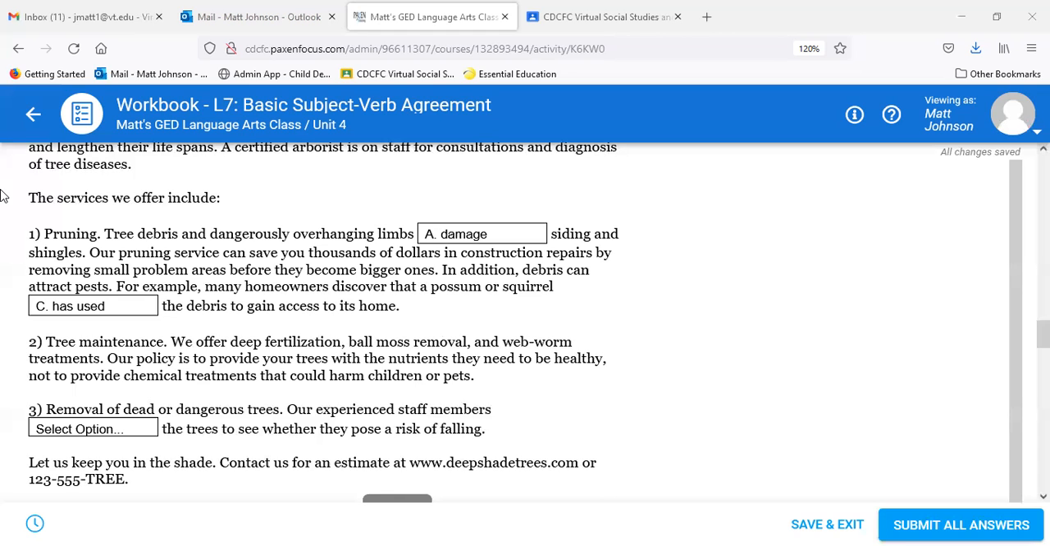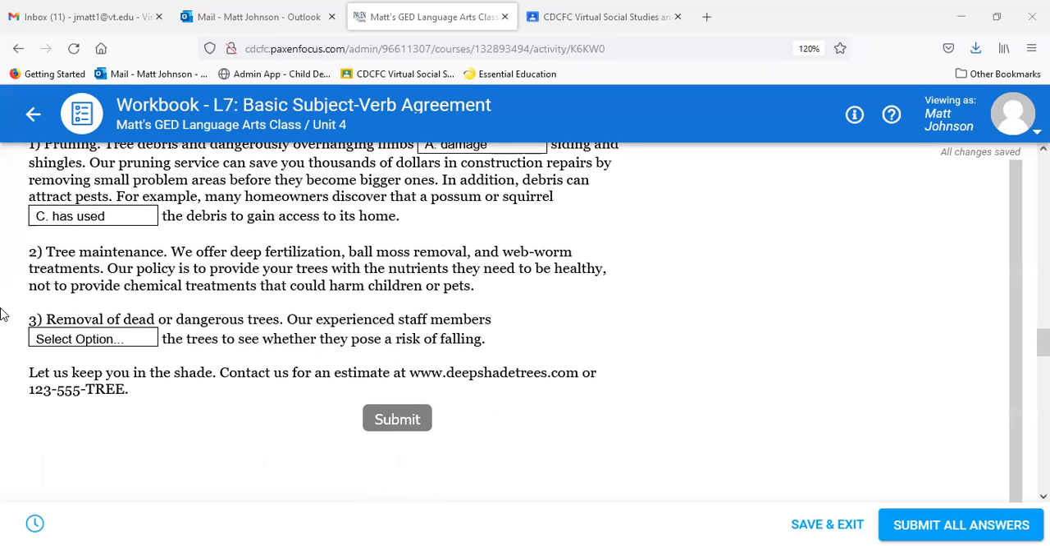Tree maintenance. We offer deep fertilization, ball moss removal, and webworm treatments. Our policy is to provide your trees with the nutrients they need to be healthy, not to provide chemical treatments that could harm children or pets. Removal of dead or dangerous trees, our experienced staff members blank the trees to see whether they pose risk of falling.